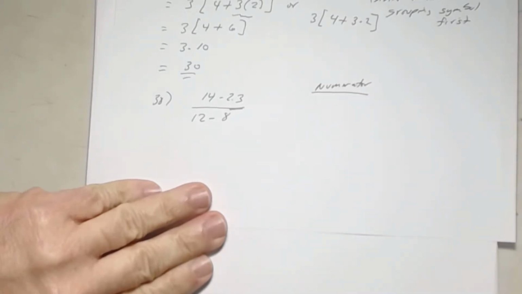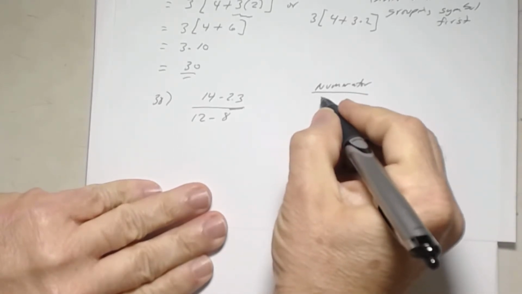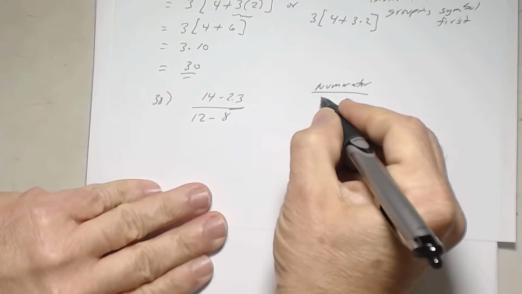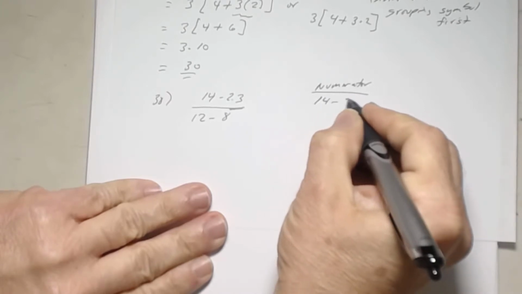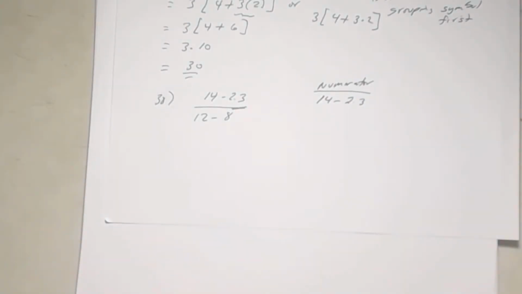What is the expression in the numerator? Just rewrite it. Tell me what to rewrite. 14 minus 2 times 3. And then work on that. Do the numerator first.